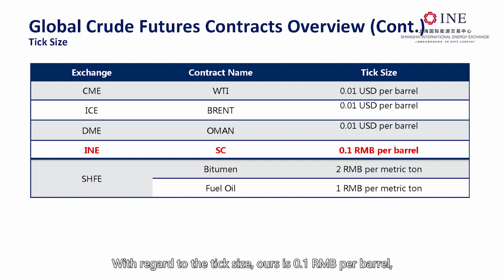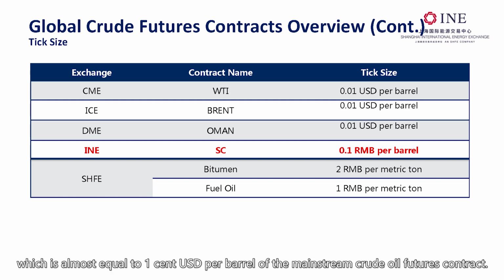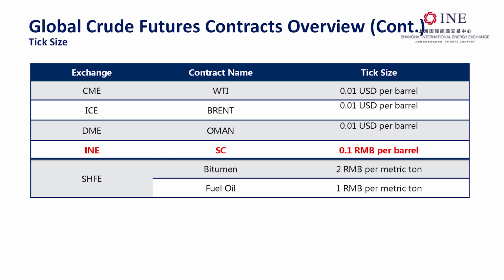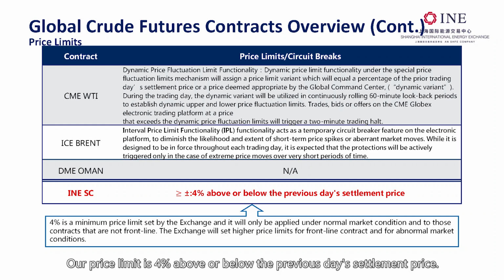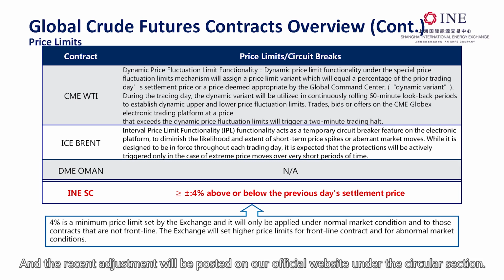With regard to the tick size, ours is 0.1 RMB per barrel, which is almost equal to 1 cent US dollar per barrel of the mainstream crude oil futures contract. Our price limit is 4% above or below the previous day's settlement price. INE adjusts the price limits based on market conditions, and a recent adjustment will be posted on our official website under the circular section.